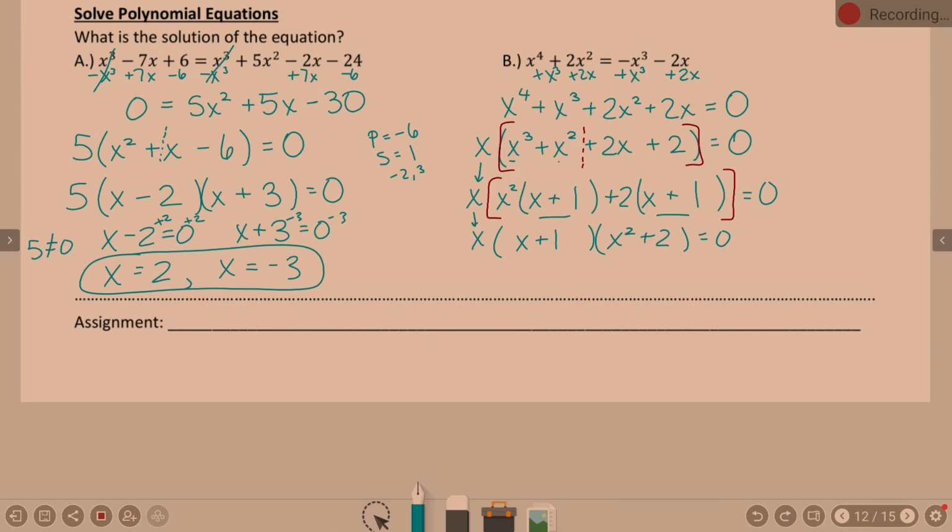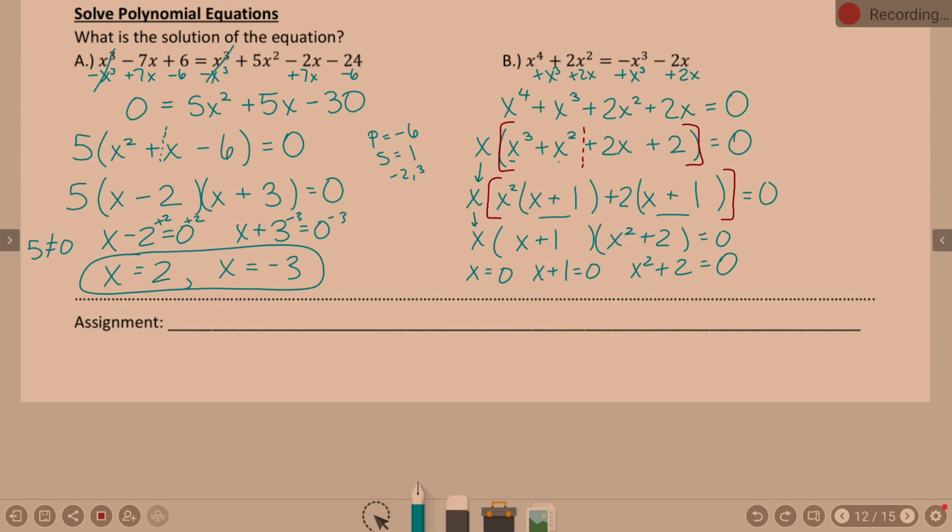Officially, to find our zeros, we set each part equal to 0, including the x. I didn't care about the 5 earlier. It was a number, not a variable. I care about the x. So I'm going to have x equals 0, x plus 1 equals 0, and x squared plus 2 equals 0.